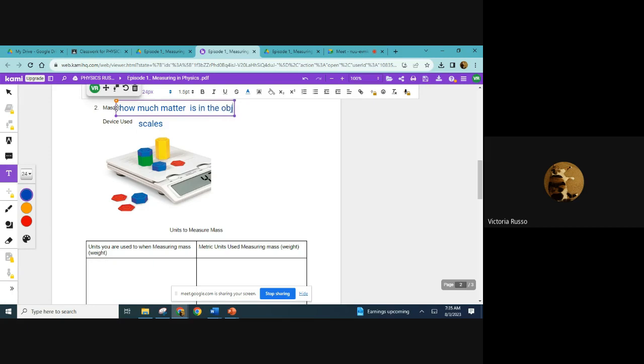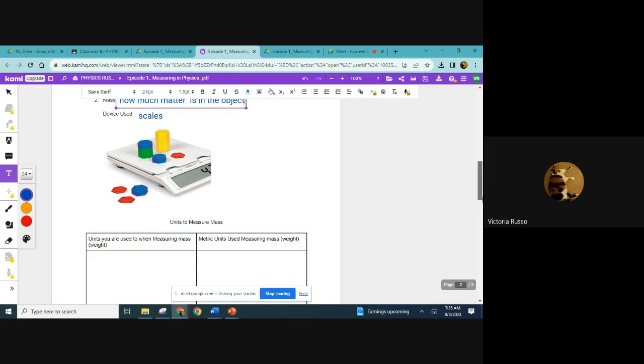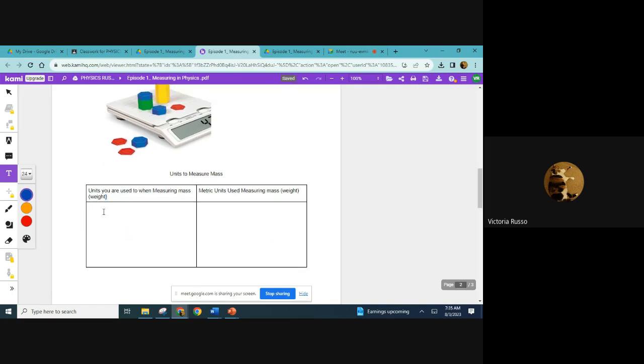All right. So in your regular life, there are so many non-metric units that are used to measure mass. The one that you're most familiar with is pounds. You might also see ounces, which I can never spell correctly, such is my life. Pounds and ounces, I feel like those are the two that are always used for measurement.